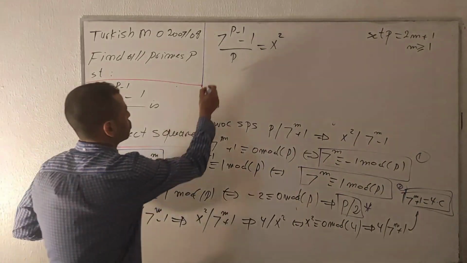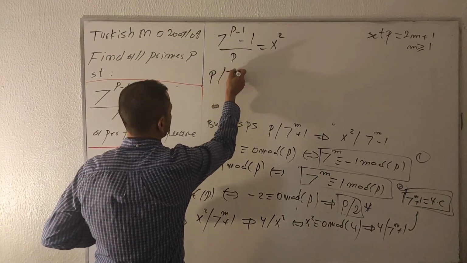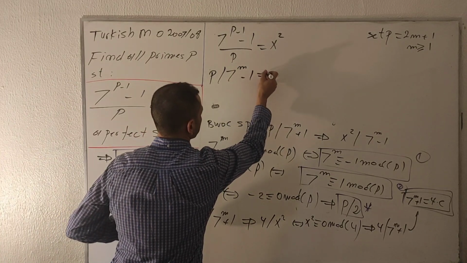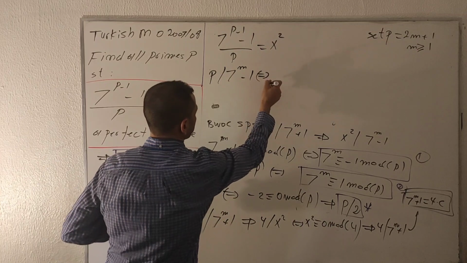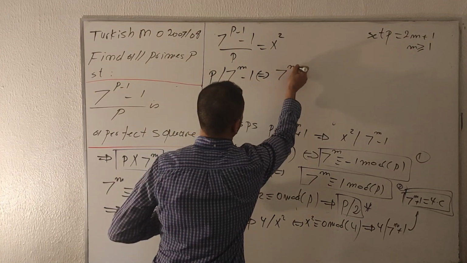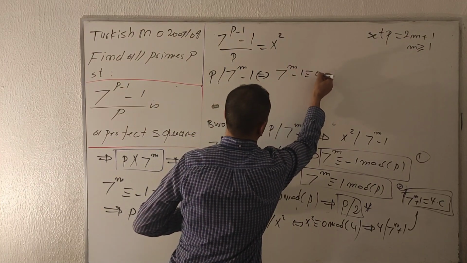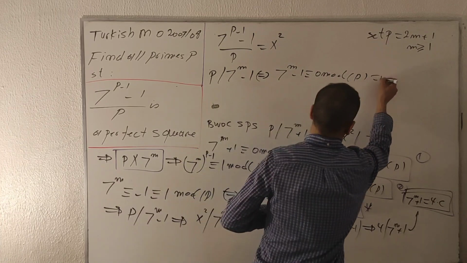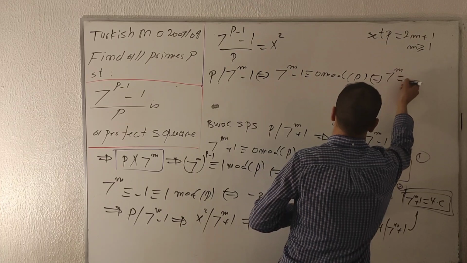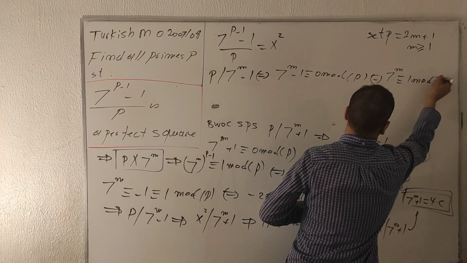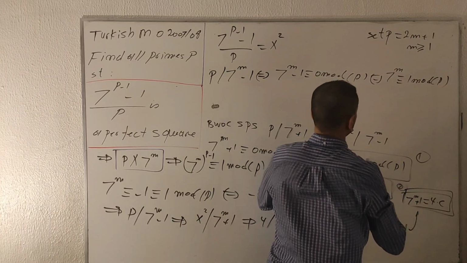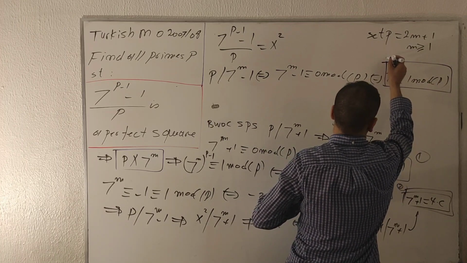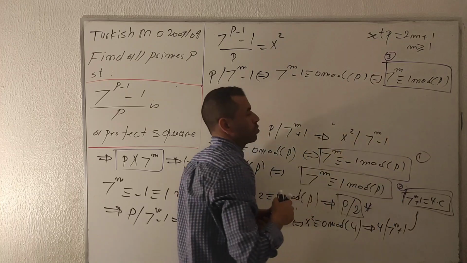Also, since we have proven p divides 7 to the m minus 1, equivalently 7 to the m minus 1 is congruent to 0 mod p, equivalently 7 to the m is congruent to 1 mod p, like this. Here is another statement, an important statement here. Let's call it statement number 3.